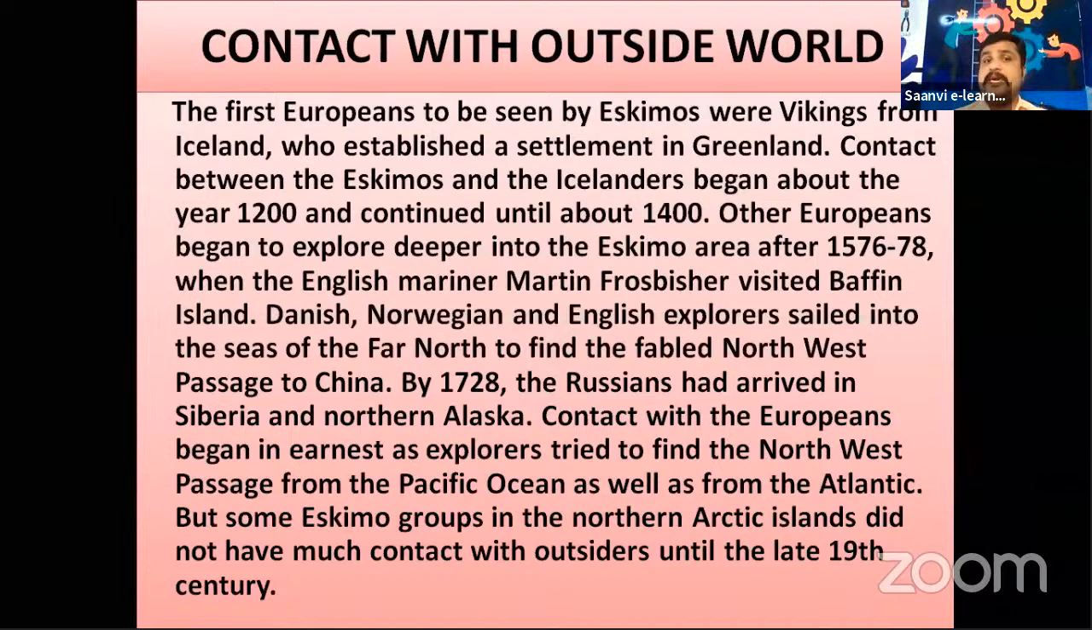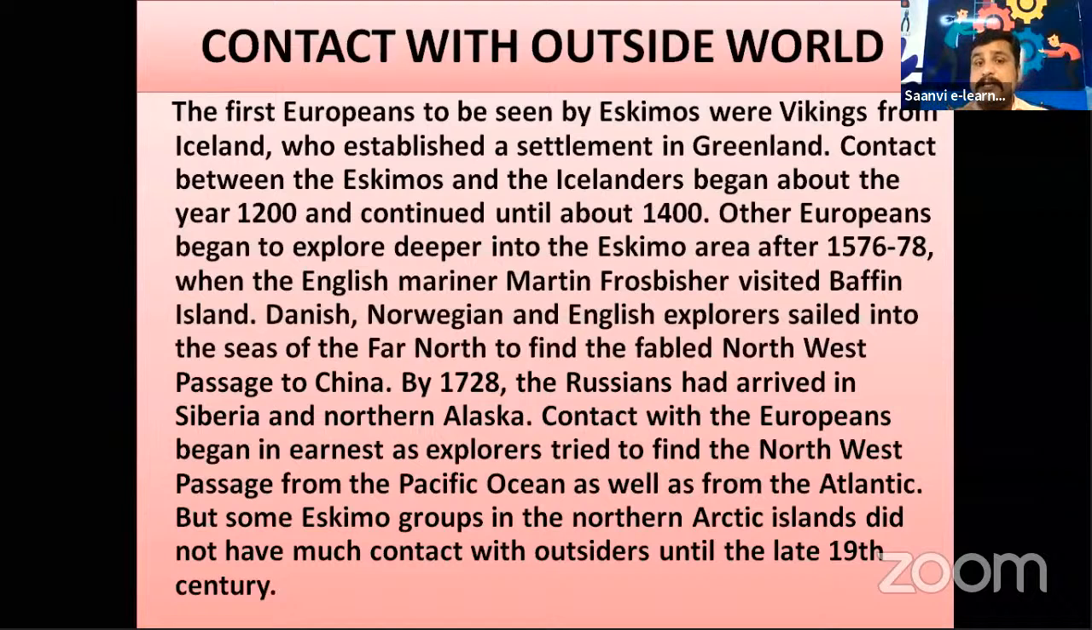And the other Europeans began to explore, or find new places. The person who finds new places, generally we call an explorer. Okay, they began to explore deeper into the Eskimos' area after 1576 to 78, when the English mariner Martin Frobisher visited Baffin Island. Next, Danish, Norwegian, and English explorers sailed into the seas of the far north to find the fabled northwest passage to China. Fabled is nothing but a story. Their aim was the route, the passage to China through this area.